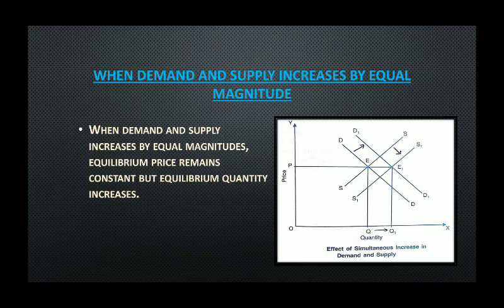I can tell you what results you will get in such cases. When demand decreases more, equilibrium price and quantity both will decrease. When demand decreases less than supply, that means when supply decreases more, then equilibrium price increases but quantity decreases. Price increases and quantity decreases when demand decreases less than supply. And third case, when demand and supply both decrease equally, then equilibrium quantity decreases but price remains the same.